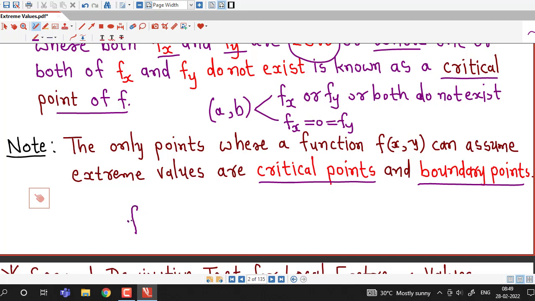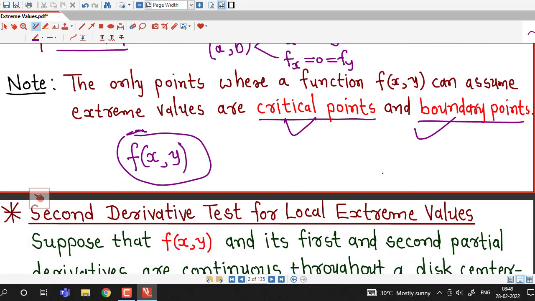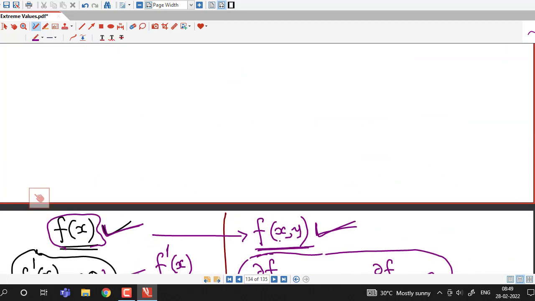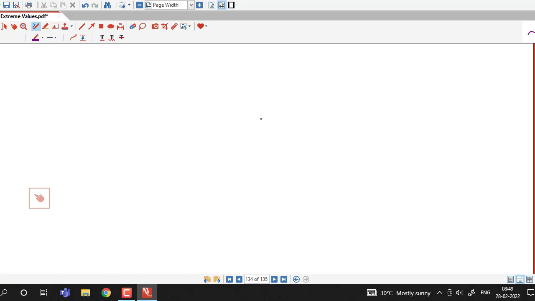So whenever you have a problem of finding extreme values of a function f(x,y), the candidates for extreme values are critical points and boundary points only. Now, as in the case of functions of one variable, we have a second derivative test for functions of two variables also.